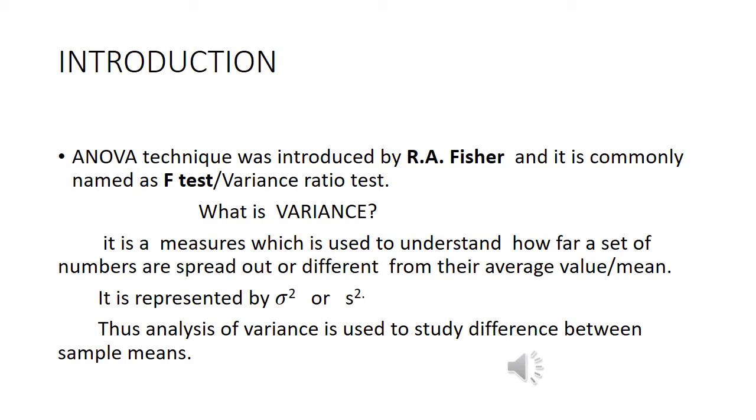Variance is used to understand how far each value in a particular series differ from its mean. It is usually represented by sigma square or small s square. Thus, we can say that analysis of variance is a particular technique which is used to study the difference between sample means.